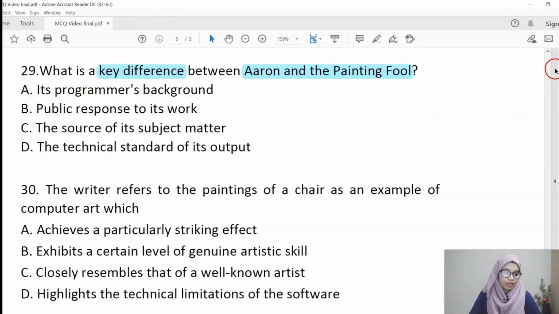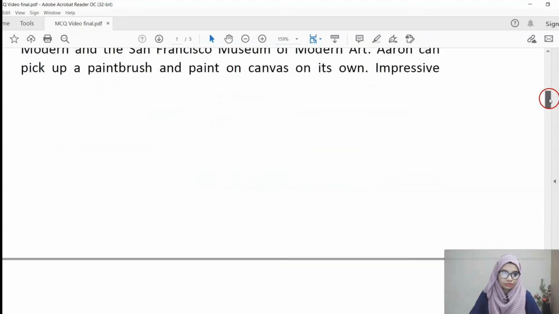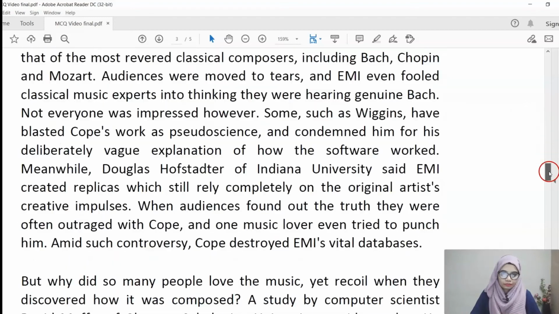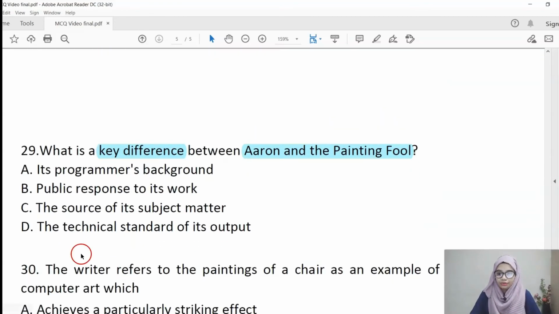The programmer's background, let's see. Oldest machine artist, robot, paintings exhibited, San Francisco, Aaron, paintbrush, paint on canvas on his own, impressive, perhaps little more than the programmer. The designer of the Painting Fool. Okay, so there is no information about the background of the designers or the programmers in this case. So A is not the option.